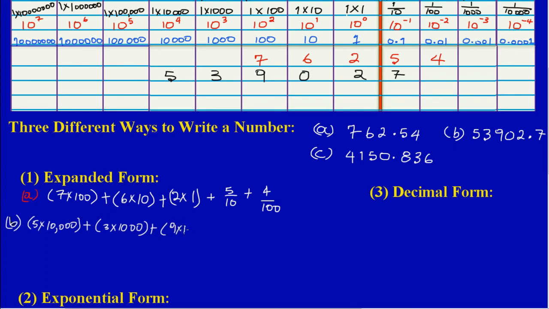plus we have a 9 in the hundreds column, so that would be 9 times 100, plus we have the 0 in the tens column, so for place value's sake you could say 0 times 10. And then we have a 2 in the units column, so we could simply say plus 2 times 1, and that's in the units column.